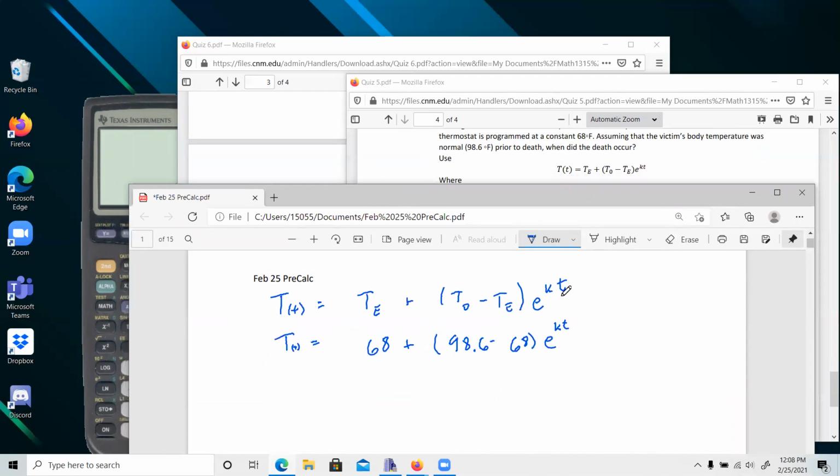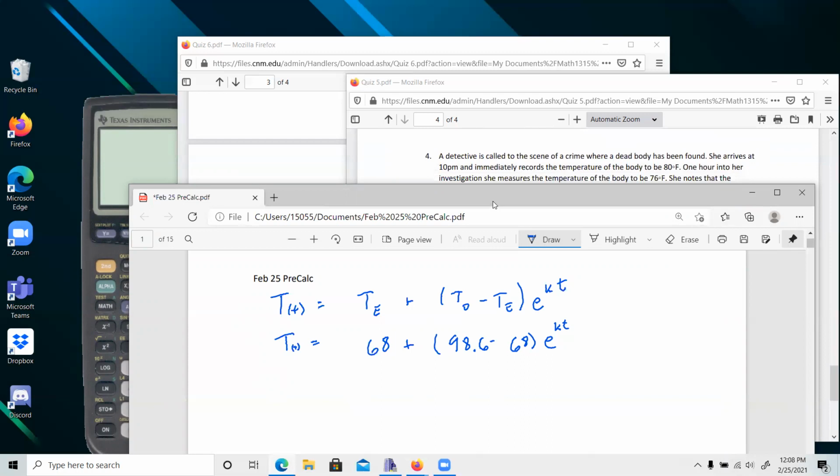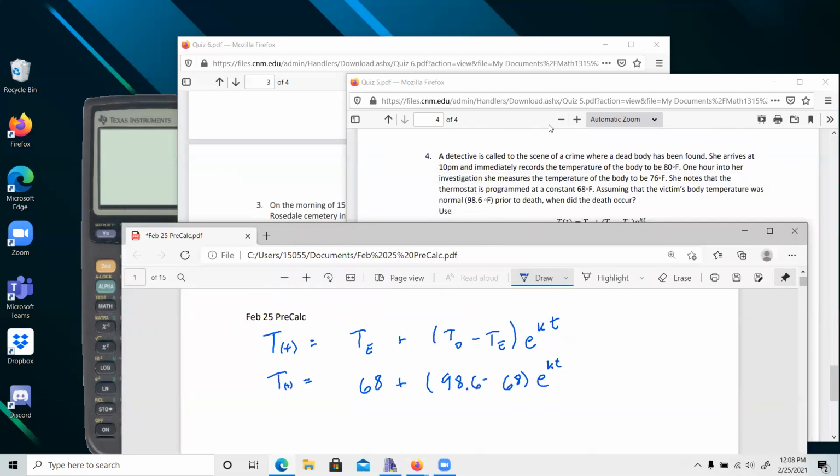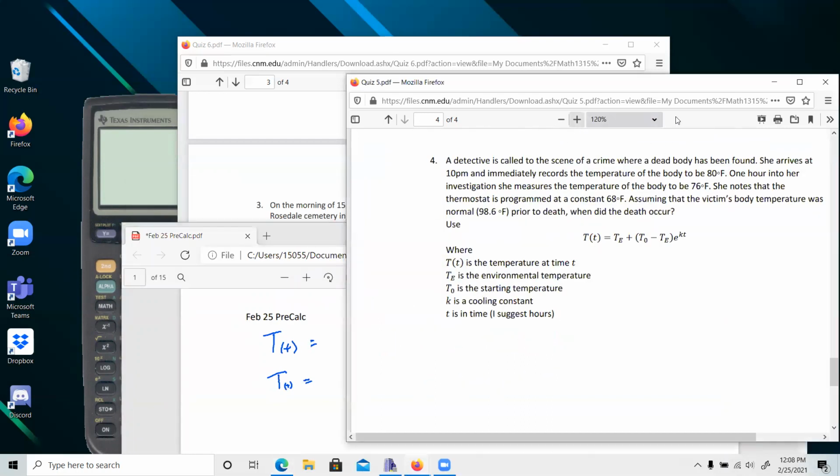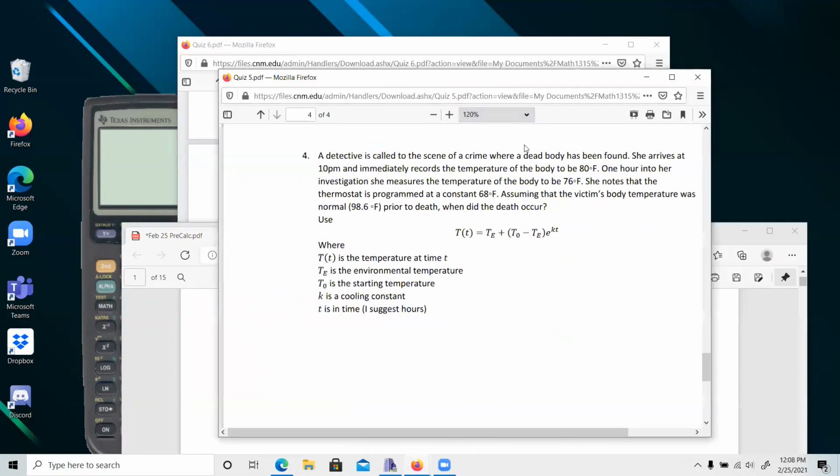Okay, so that's what we know. Now we have to figure out, almost every one of these problems is like a one-two punch. There's always a part A, there's always a part B, even though they don't spell it out for you. Here they give us something: one hour into our investigation, we find the temperature to be 76 degrees.